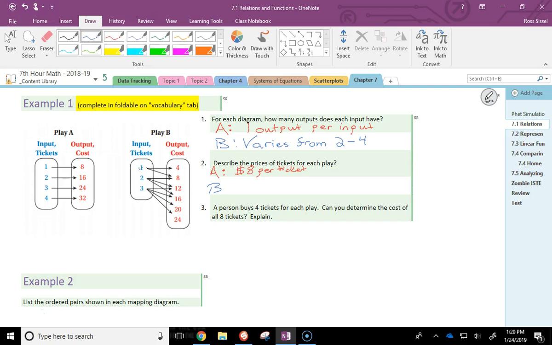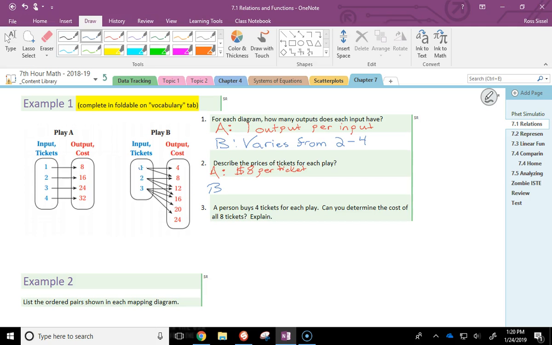We could find that because, like Brandon said, I saw one ticket was 8. Then we could look and just see what's the relationship there. 2 to 16 is times by 8. 3 to 24 is times by 8. Or you could have gone the opposite way and divided. 8 divided by 1 is 8. 16 divided by 2 is 8. So we know that it costs $8 per ticket.